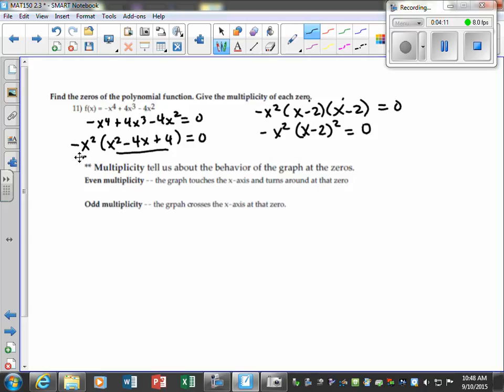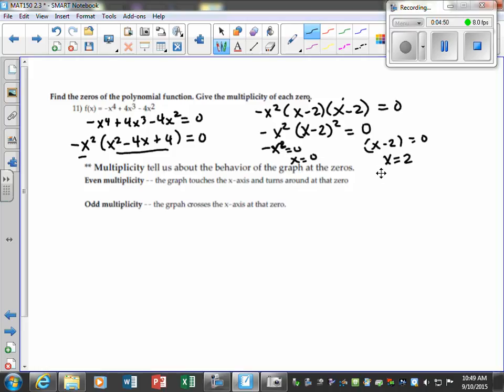Now I'm going to set each one equal to 0. Negative x squared equal to 0: I divide by negative 1 and just get 0, and the square root is just 0, so x equals 0. Then x minus 2 equal to 0: we add 2 to both sides, so x equals 2. So our intercepts are 0 and 2. That's where it's going to cross the x-axis.